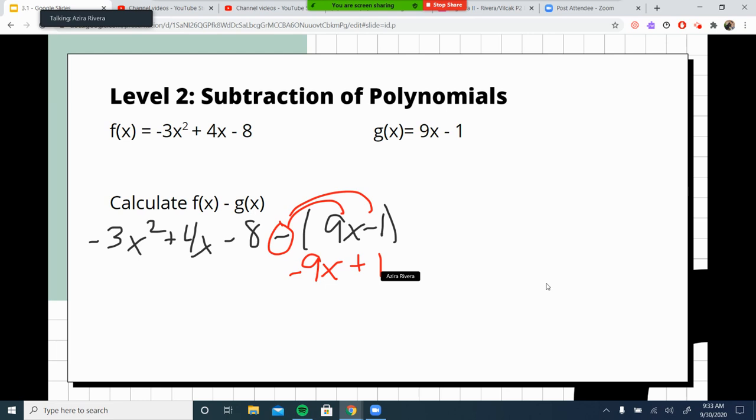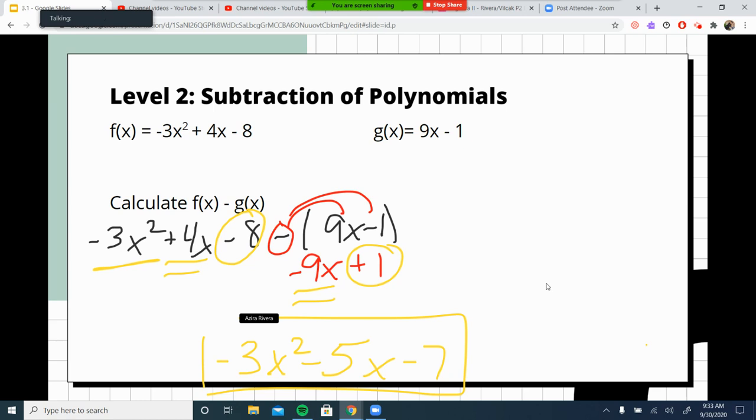From there, just go ahead and combine your like terms. So I only have that one 3x squared term. +4 and -9 gives me a total of -5x's. And then -8, +1 gives me -7. So this is what we're looking for there.